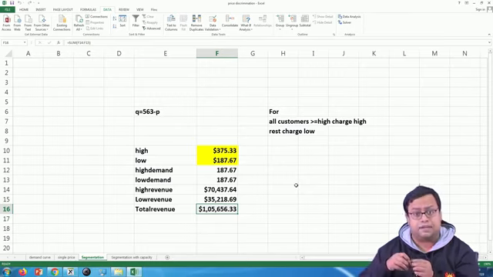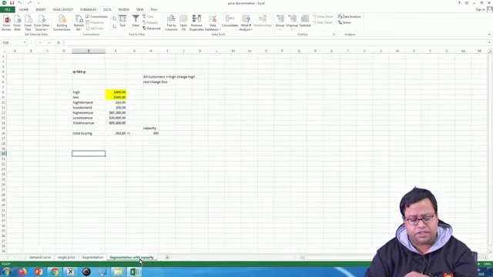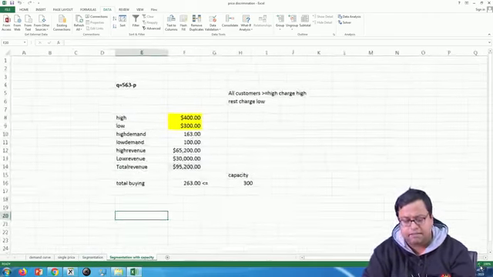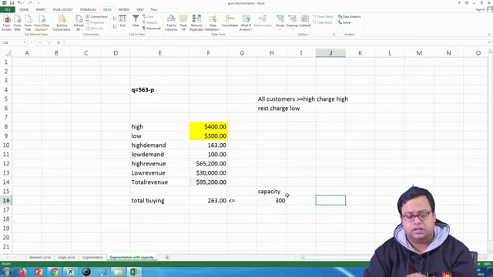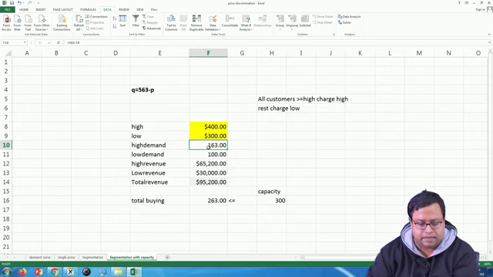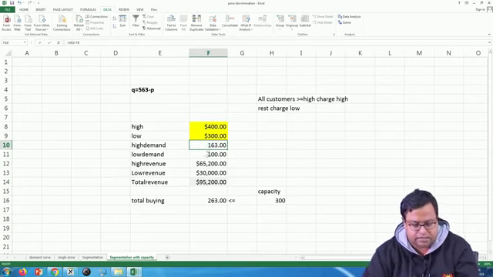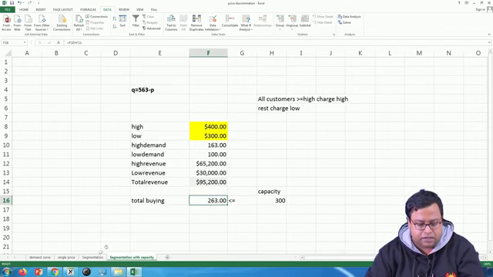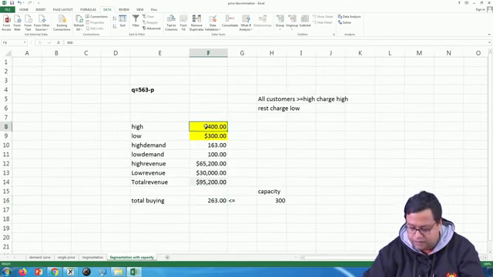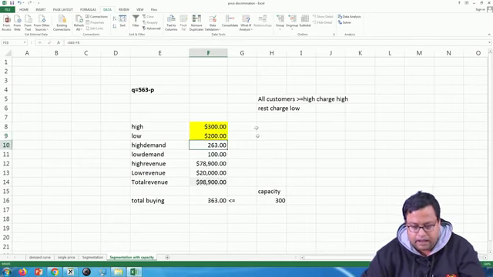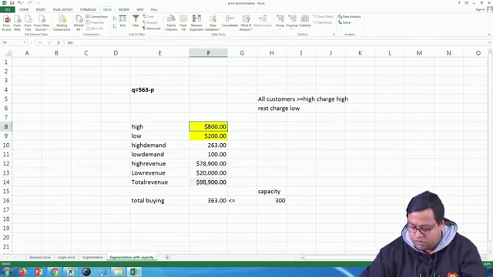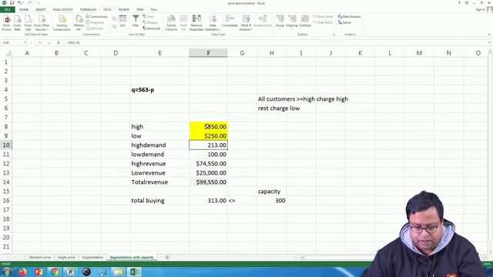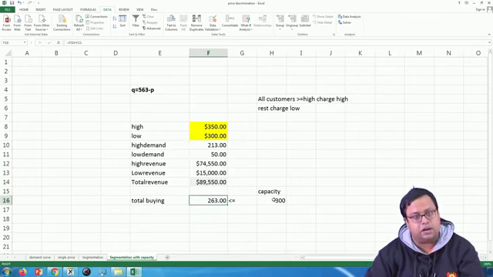Now, oftentimes there are capacity constraints as well. You might have a limited number of seats, let us say in an airplane. So, let us say you have a capacity constraint. Everything remains the same, whatever I did there, but I added a total buying. I will copy here, let us say 350 and 250, I would say 300. Now, this value is 263, lower than the capacity.